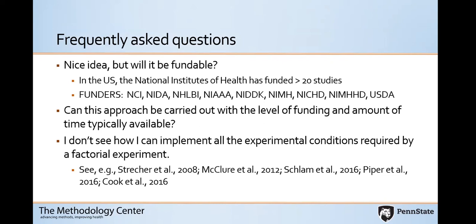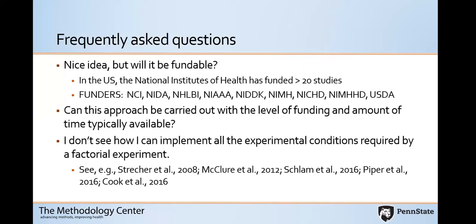And I know that that can seem daunting if you're accustomed to the 2-arm or 3-arm RCT, but I have a list here of published articles that relate successful implementations of factorial experiments ranging from 16 to 32 experimental conditions. So it definitely can be done. And we can talk a little bit about some tips for doing that if you like.